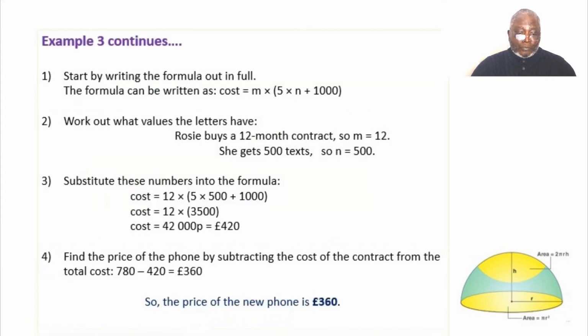Next slide. Start by writing the formula out in full. You know the meaning of those letters. Work out what values the letters have. Rosie buys a 12 month contract, so M is 12, the number of months, and she gets 500 texts, which is N, the number of texts.